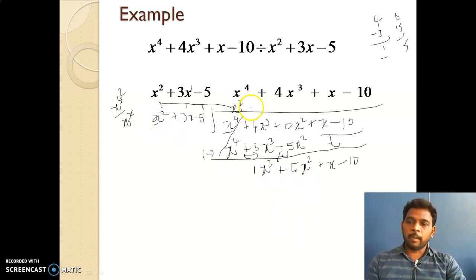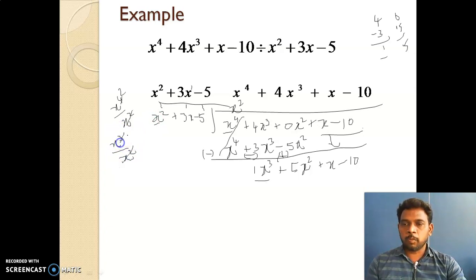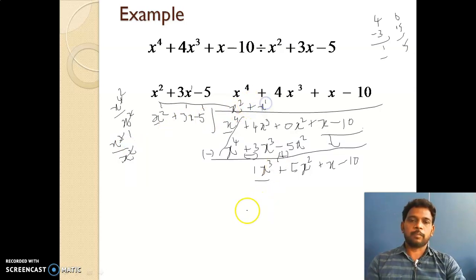Now how can I write the second term of the quotient? Divide the first term by the first term. Here the first term is x cube, you can write x cube alone, and here x square. So when we cancel this, the power reduces to 1. So x to the power 1, so plus x. Now after writing the second term of the quotient, multiply this with these three terms.